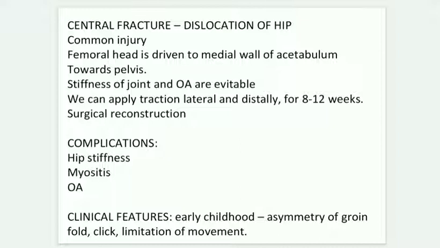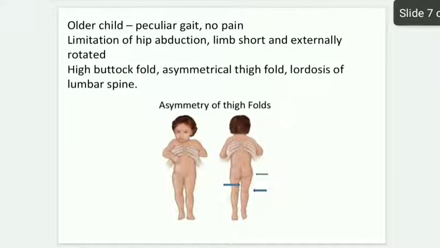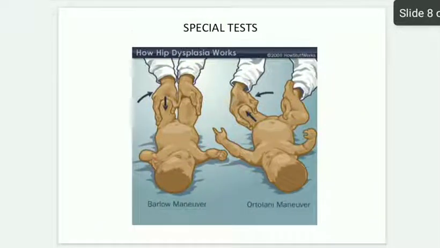Your clinical features: in early childhood, you can see asymmetry of gluteal folds, click sound, and limitation of movement. In an older child, there is a peculiar gait and no pain, but there may be limitation of hip abduction. Your limb will be short and externally rotated, and you can see in this picture asymmetry of thigh folds and buttock, and lordosis of the lumbar spine. Next, some of the special tests.